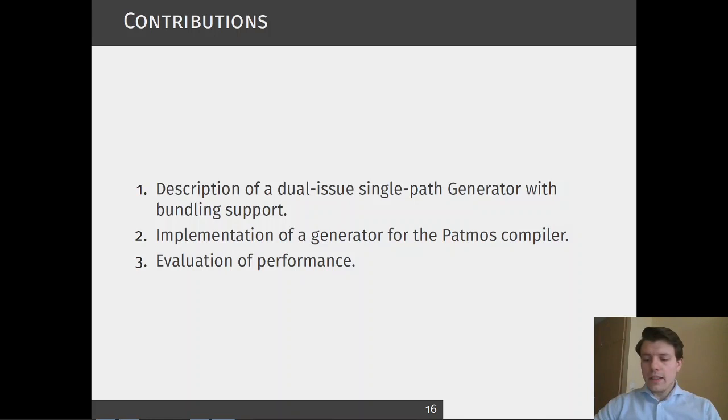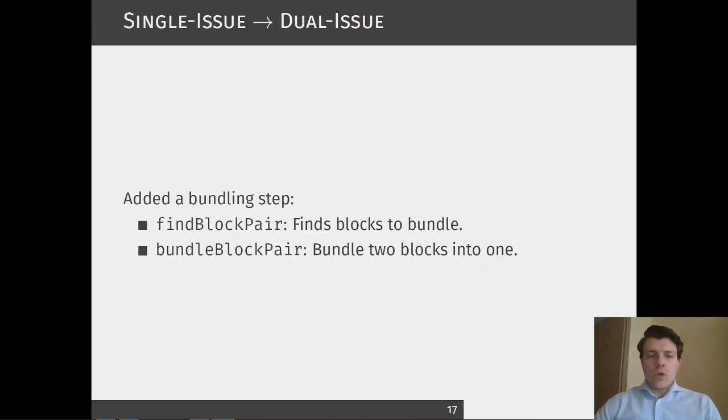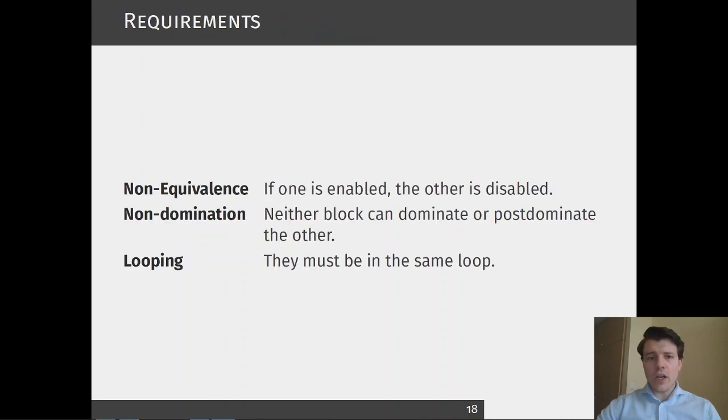So in short, what we have done here is add a bundling step to the single-path code generator. And this bundling step specifically takes these 2 blocks and bundles them. And it happens in 2 steps. First, find block pair, which finds 2 blocks that we can bundle together. And then bundle block pair takes these 2 blocks and actually bundles them together, putting the instructions in the right place.